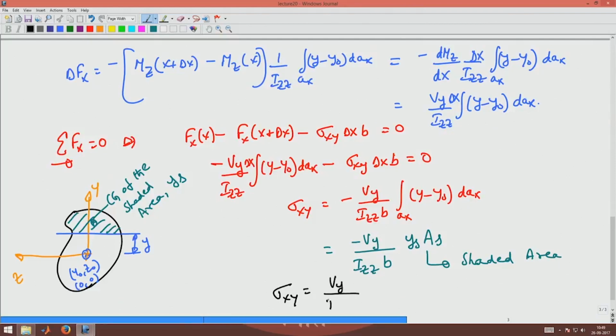Vy by Izz into b into ys into As, where ys is the centroid of the shaded area and As is the area of the shaded area, or this is Vy by Izz into b into the integral of y minus y naught dAx. So, that is the expression to find the sigma xy.